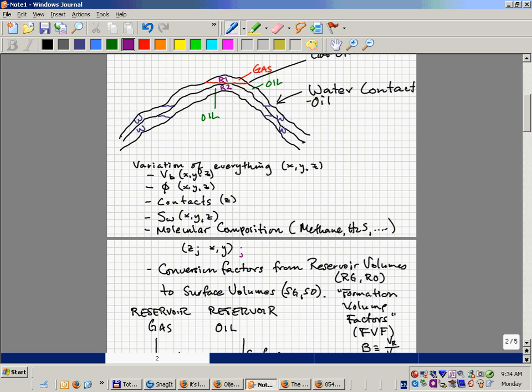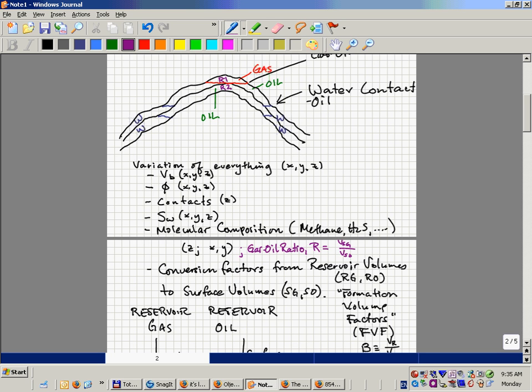gas volume to surface oil volume ratio. In other words, we take a reservoir fluid, we take it to the surface, and it results in a surface gas and a surface oil. The ratio of those two volumes is what's called the gas-oil ratio. It's got the term R, and it is a surface gas to surface oil volume ratio.